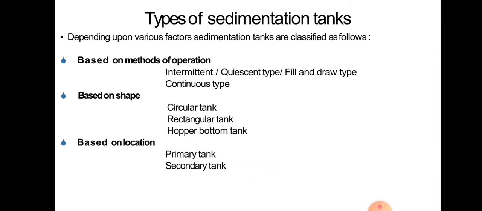Now coming to the types of sedimentation tanks. Sedimentation tanks are classified into different types, and this is done based on various factors. Firstly, it is classified based on the method or the mode of operation. So based on the mode of operation, it is classified as intermittent or quiescent or fill and draw type tank. And then the second type is the continuous flow type tank. Then based on the shape of the tank, it is classified as circular tank, rectangular tank or hopper bottom tank. And again, based on where it is located, it is classified as primary tank and secondary tank. So we'll see each of these in detail.